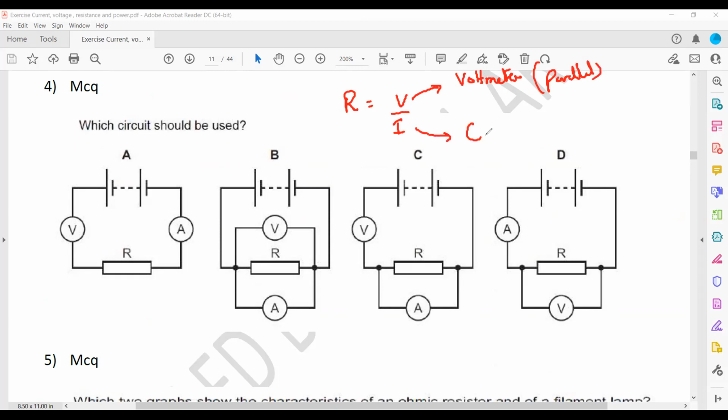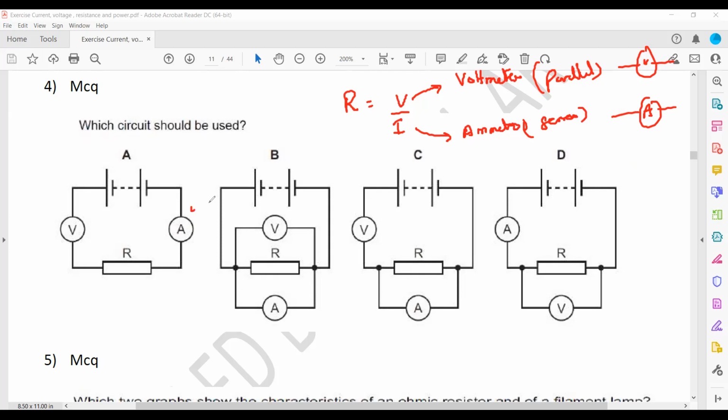To get the current, we need an ammeter. And how is the ammeter connected? I is the current, and to measure the current, the device which we use, we call that an ammeter. And the ammeter should always be connected in series. So the voltmeter symbol is V, that should be parallel, and the ammeter symbol is A, that should be series.